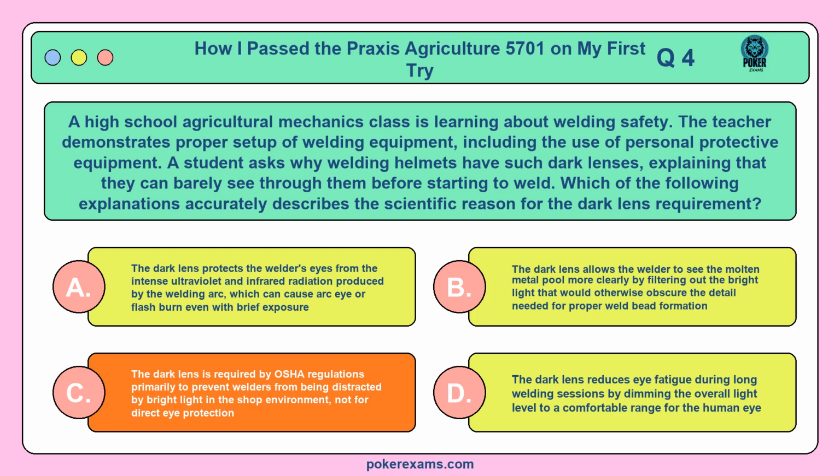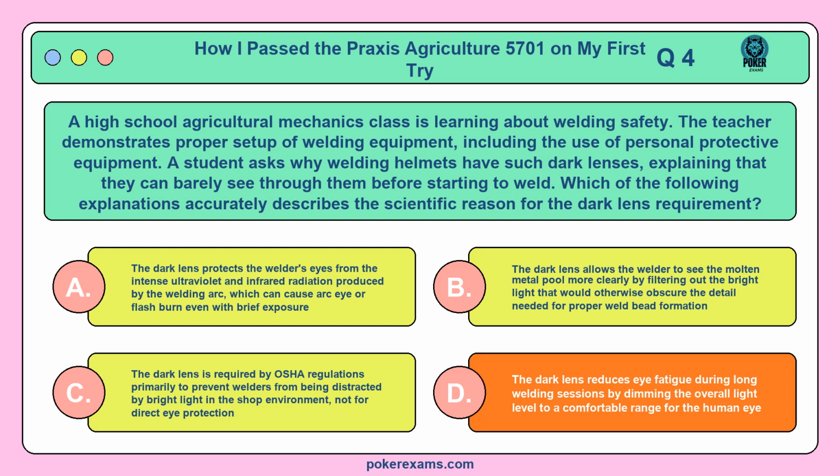C, the dark lens is required by OSHA regulations primarily to prevent welders from being distracted by bright light in the shop environment, not for direct eye protection. Or D, the dark lens reduces eye fatigue during long welding sessions by dimming the overall light level to a comfortable range for the human eye.